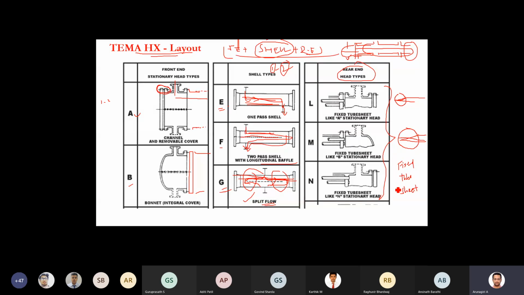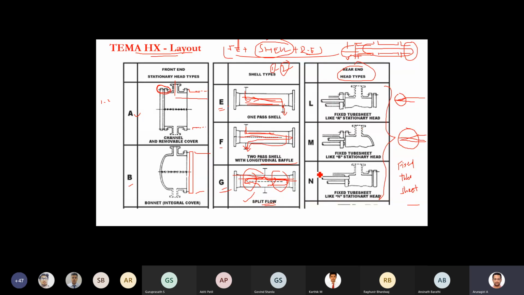Sometimes if the shell side fluid and tube side fluid mix, it may create some unwanted situations. Those can be avoided. Sometimes it may be hazardous, sometimes it may be explosive, sometimes the corrosiveness will increase. So different possibilities are there. In such cases we will go for these types.